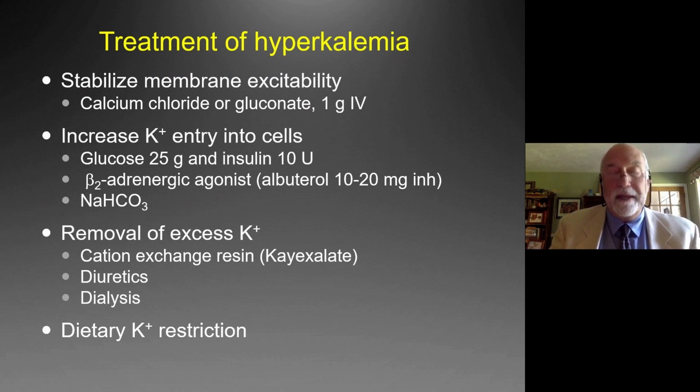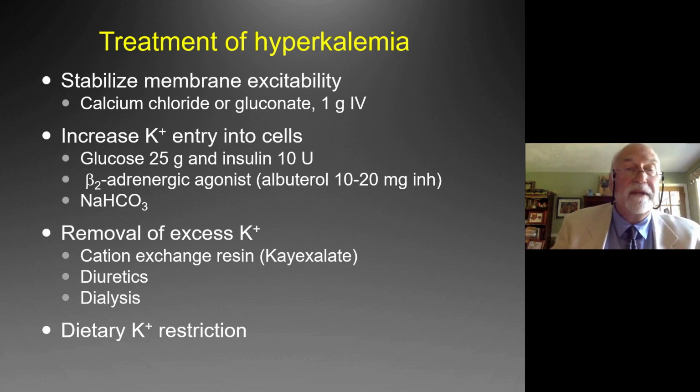I won't go into this in detail. Most of you are comfortable with the acute treatment of hyperkalemia, including stabilizing the membrane, pushing potassium back into cells by giving glucose and insulin. The glucose is to prevent hypoglycemia; the insulin is what drives it into the cells. Beta agonist, bicarbonate, but ultimately you have to remove the extra potassium, either by binding it in the gut, getting the kidneys to excrete it through increased use of diuretics, or in patients in life-threatening danger, perhaps dialysis.